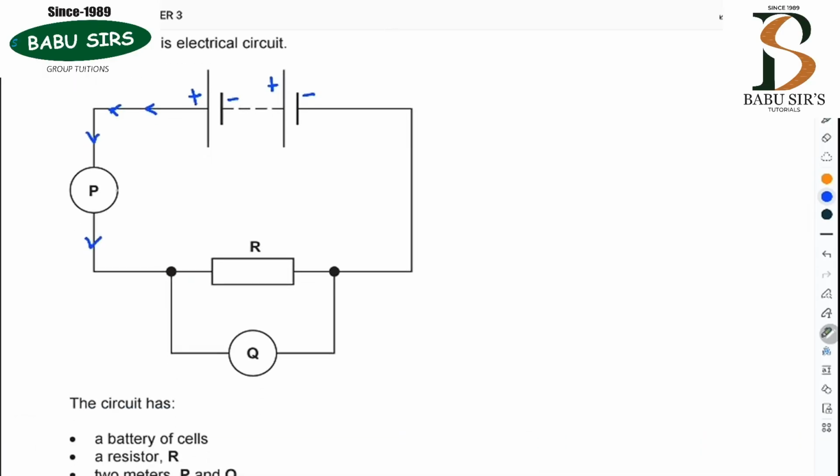When the current flows, you can measure it by using this meter called an ammeter. This is used to measure current. From here, the current will flow through a resistance. Resistance might be something like a bulb.